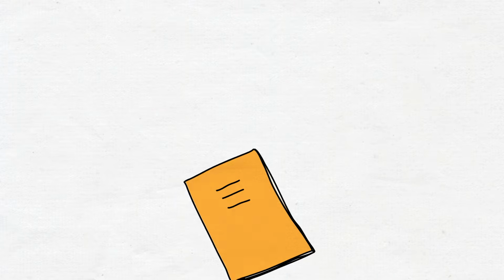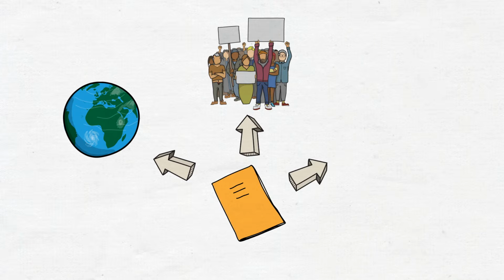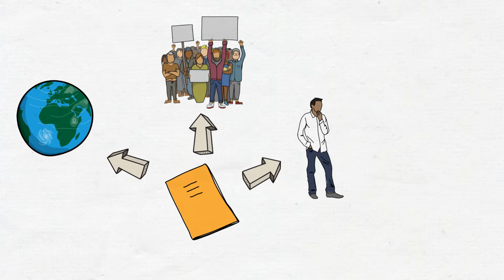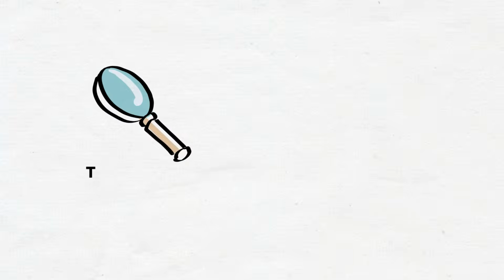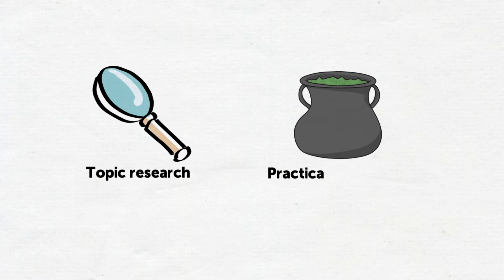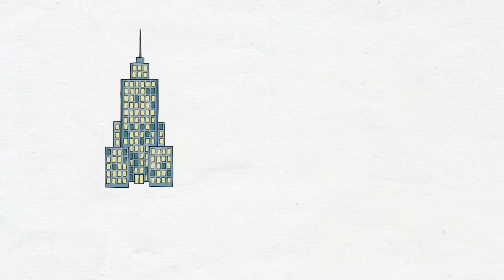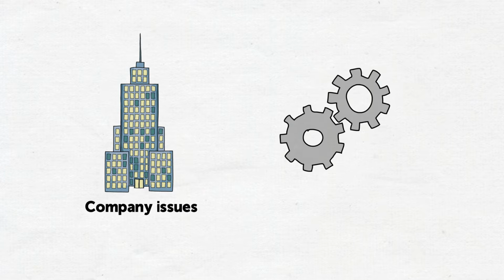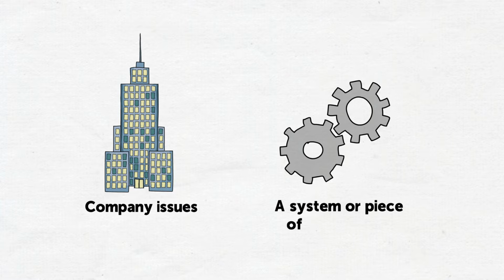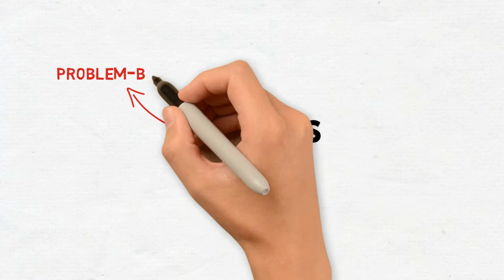A report is a piece of writing that tells you about some experience, event, or situation. This could include just doing research on some topic, a practical experiment, some issue that has arisen in a company or organisation, or a system, or even a piece of equipment, maybe. Reports are often problem-based, but not always.